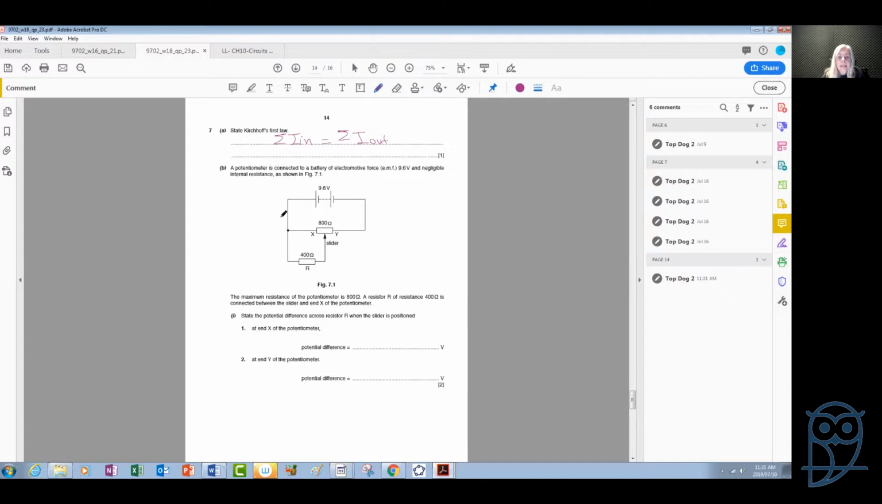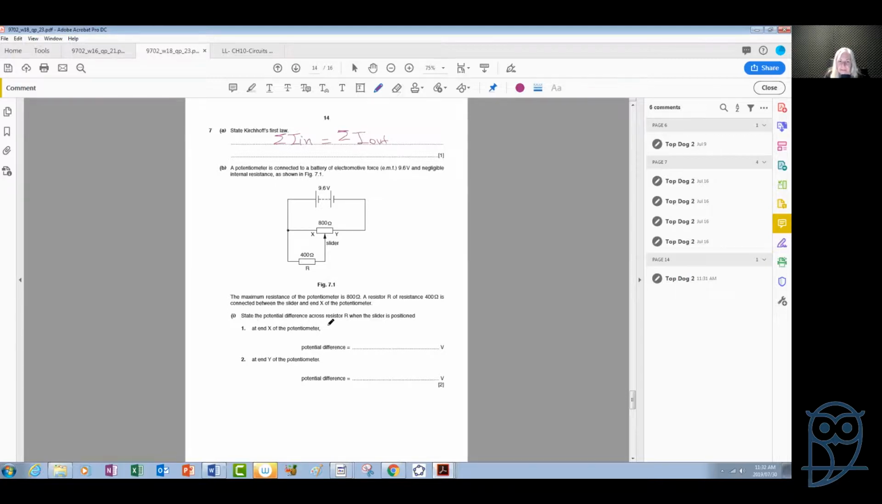Now, let us see, this is the main problem. A potentiometer, this is the potentiometer, is connected to a battery of EMF 9.6 volts and negligible internal resistance. The maximum resistance of the potentiometer is 800 ohms. So all of this resistance is 800 ohms. A resistor R of resistance 400 ohms is connected between the slider and X of the potentiometer. So here is the resistor of 400 ohms.